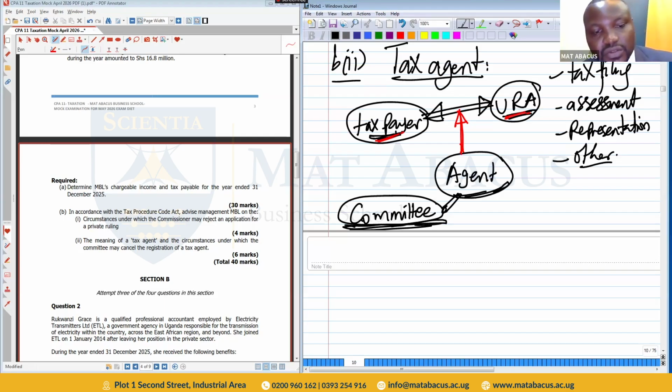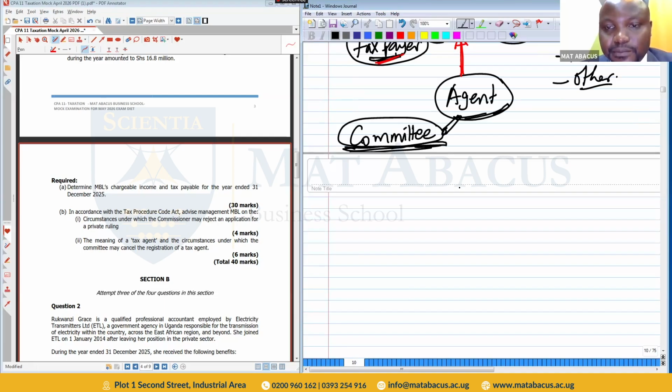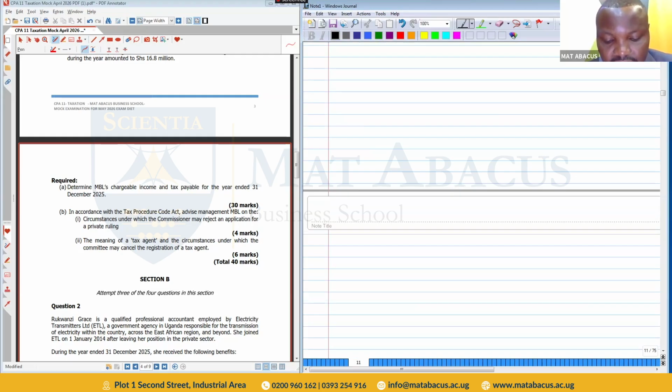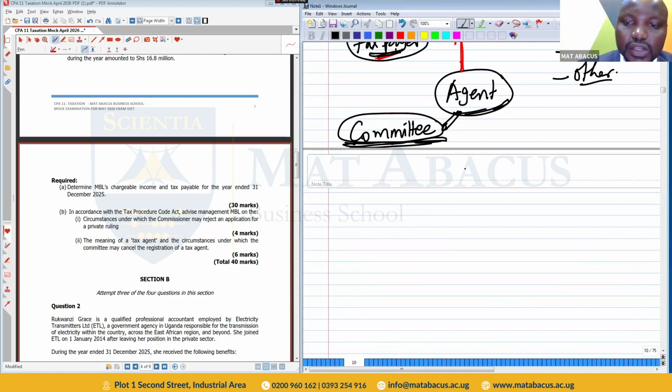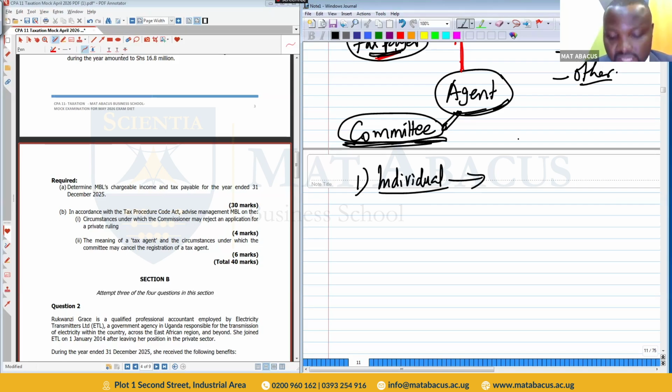Because I've told you that the committee is responsible for registration, it is also responsible for deregistration of tax agents. So there are circumstances where a committee of URA may deregister a tax agent. Once the tax agent has been deregistered, he ceases to act as such and cannot represent anyone to URA on official matters. There are specifically about 5 circumstances. One is if someone is an individual. If this tax agent is an individual, under what circumstances may he be deregistered?